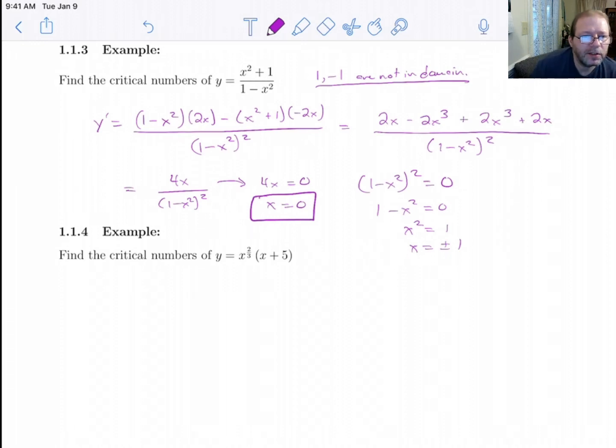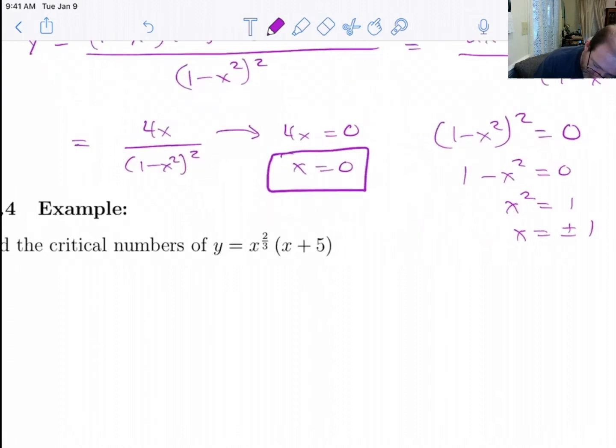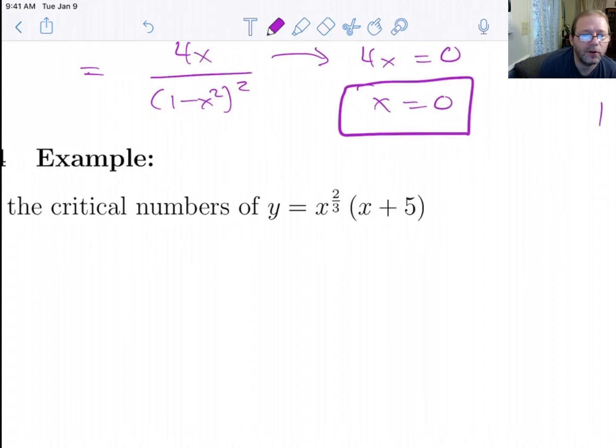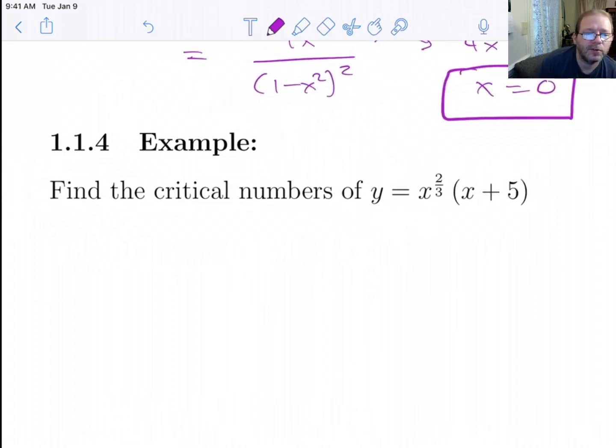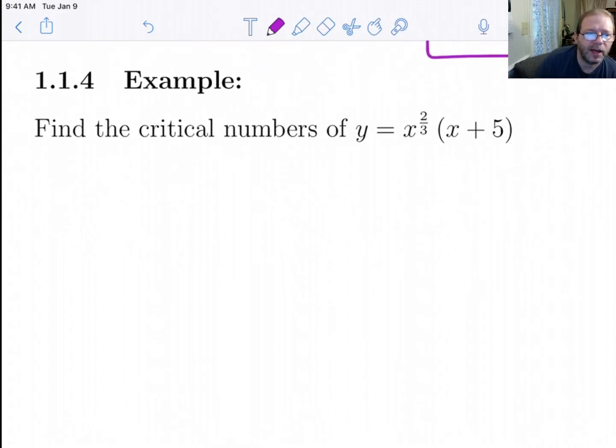All right, let's do this next one. Find the critical numbers. This might be a little hard to see. Critical numbers of this function: y equals x to the 2/3 times x plus 5. All right, we've got a couple of options for how to do this. We could use the product rule, or we could distribute that x to the 2/3 across. Let's distribute it across.